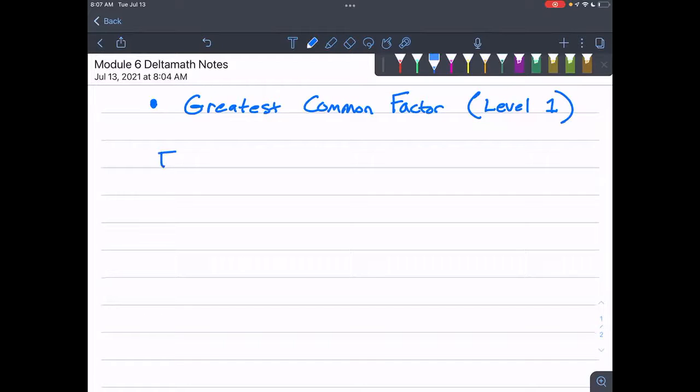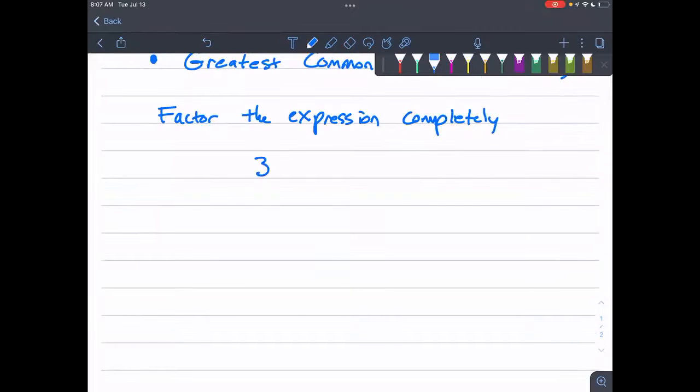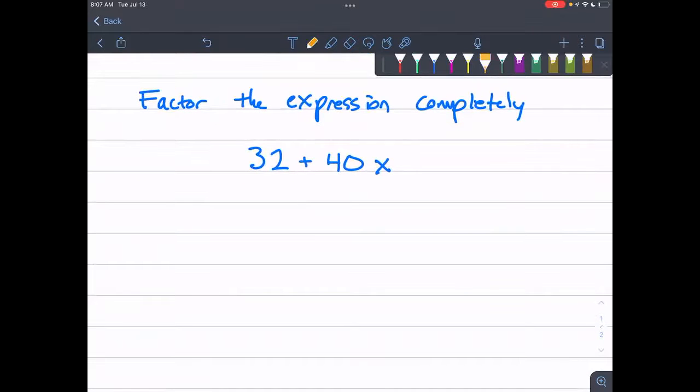Okay, so first instructions, factor the expression completely. Okay, so we've got 32 plus 40x. And basically what you're going to want to do is take out a common factor. Take out a common factor.